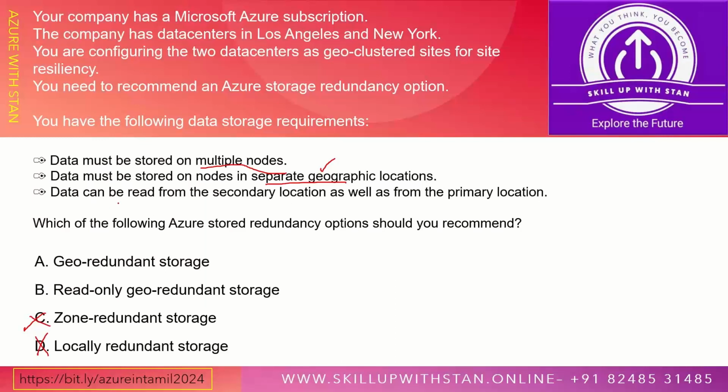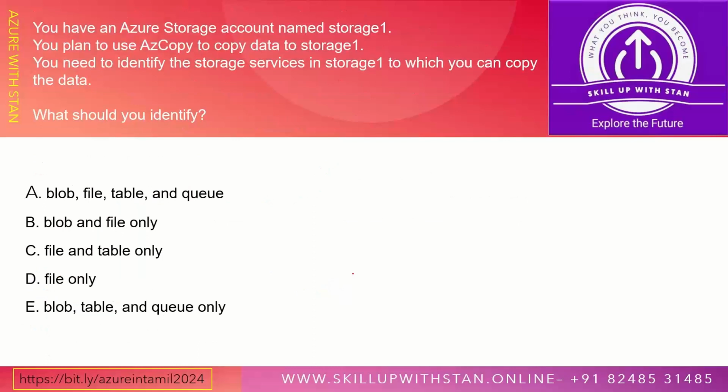They also have a condition: data can be read from the secondary location. Only with read access geo redundant storage can the data be read in the secondary. With just GRS, you'll have 6 copies, with 3 copies stored in two different regions. So read access geo redundant storage is the right answer. Let's move on to the next question.